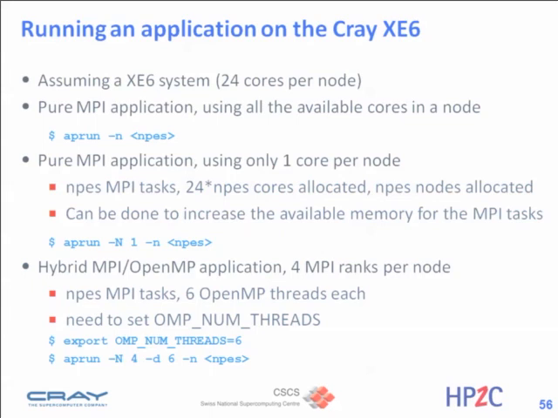So, assuming an x86 system with 24 cores per node, for a pure MPI application which is using all the available cores in the node, the only thing you need to do is to specify -n and the number of MPI ranks. If you want to run an MPI application with 100 MPI ranks, you specify -n 100.